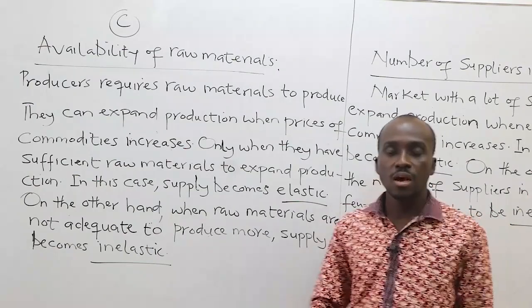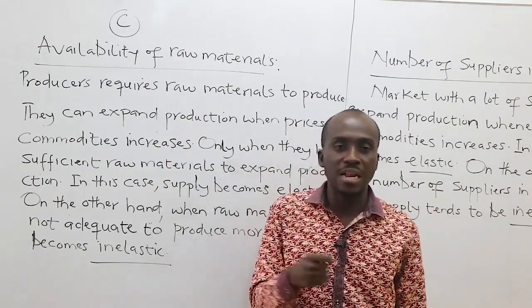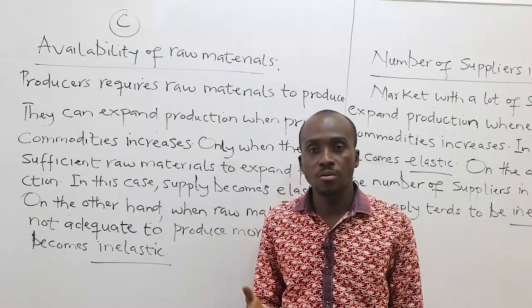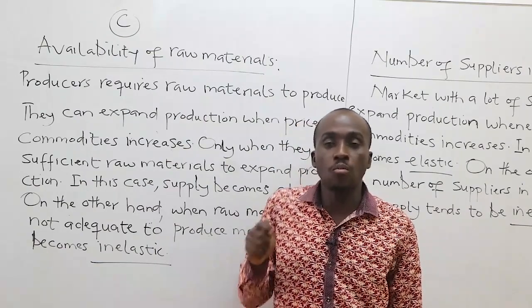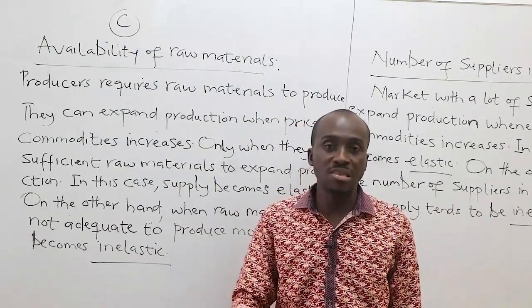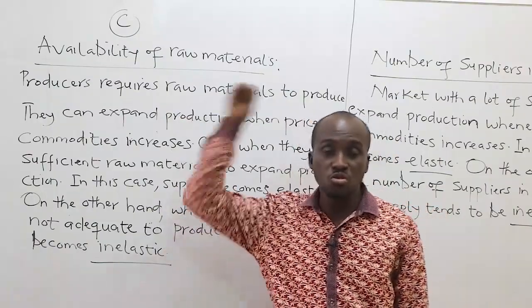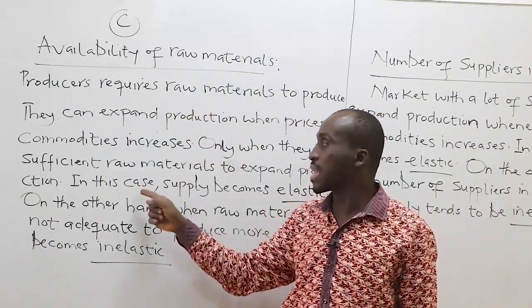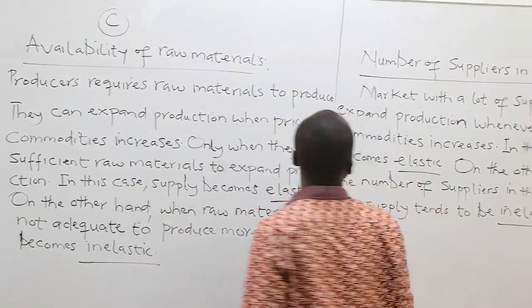As we said, what will make a producer's supply of a product elastic or inelastic? Sometimes it depends on your raw materials, right? Maybe the price has gone up and you want to supply more, but because you don't have enough raw materials, the supply will become inelastic. But if you have enough raw materials to produce the amount you want, then it becomes elastic. So availability of raw materials is very important.